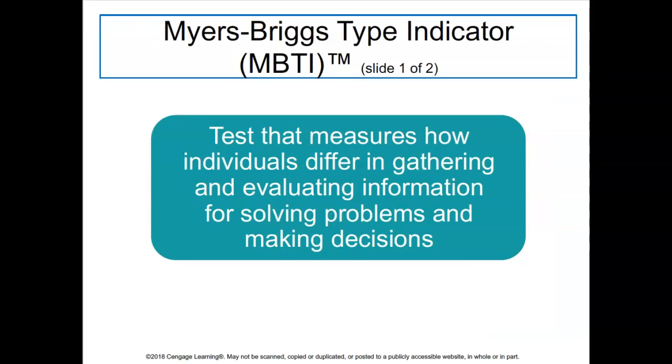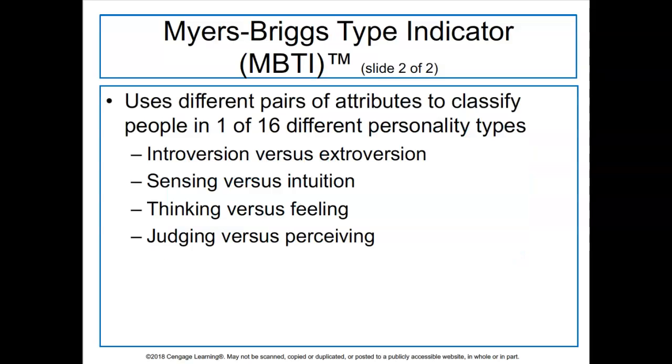Myers-Briggs is simply type focus, right? This is the type focus assessment that you took, based on the Myers-Briggs test, and it's a test that measures how individuals differ in gathering and evaluating information, solving problems, and making decisions. And it uses 16 different personalities. And this you should recognize: introversion versus extroversion, sensing versus intuition, thinking versus feeling, and judging versus perceiving. These are the same indicators that are present in the type focus survey.